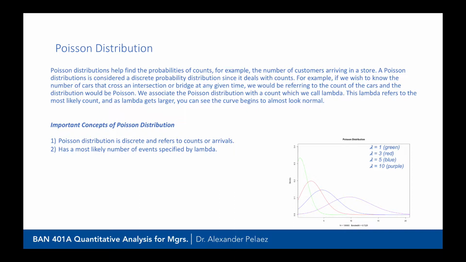Now we're going to take a look at the two related distributions of the Poisson distribution and the exponential distribution. Again, remember that the Poisson distribution helps find the probabilities of the number of events. And we wish to know, say, the number of times customers come into the store or the number of cars crossing an intersection. Again, since this is a count type of data, we're going to use the Poisson distribution for this.